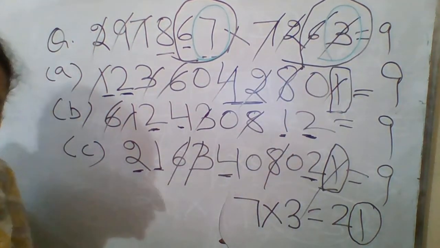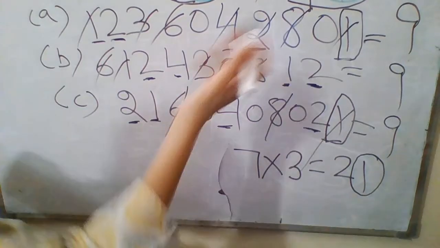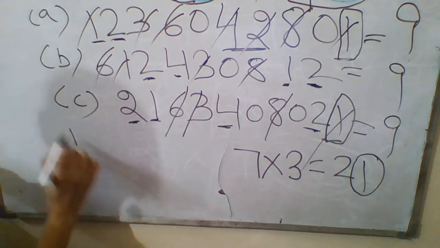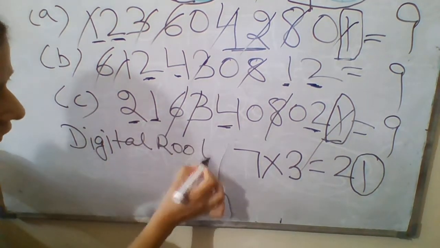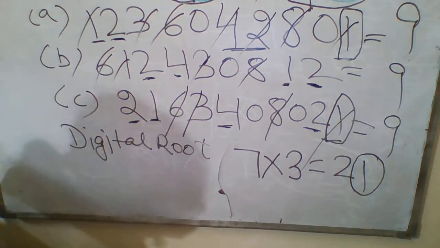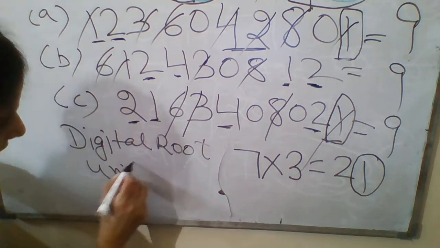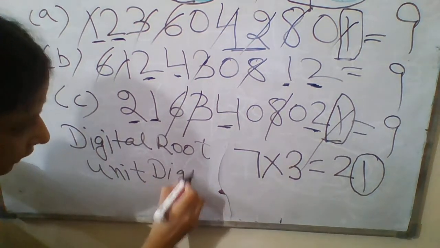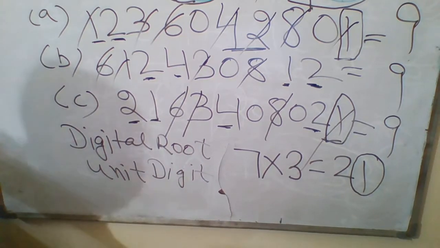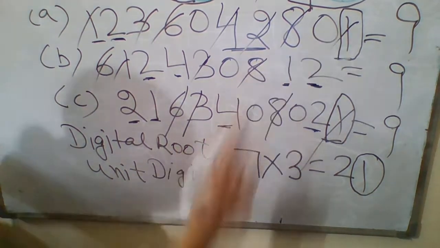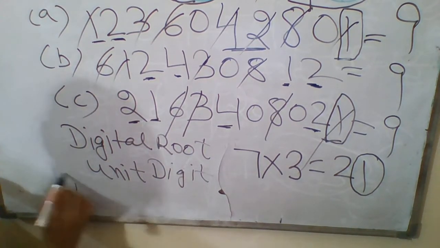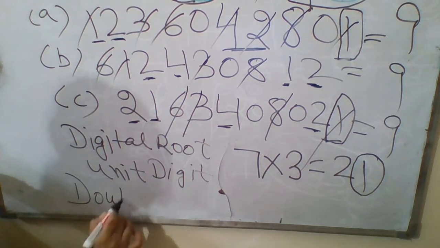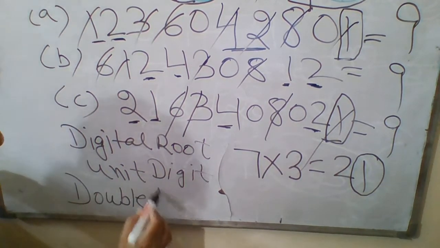Now, this same question, see how can you do this question? Digital root will not work here. If you are doing this with digital roots, and all the options are the same, you find out the unit digit. And if you are finding out the unit digit, that is also the same in these options. What will you do? You will go for the next option, that will be your double digit concept. Okay, double digit.